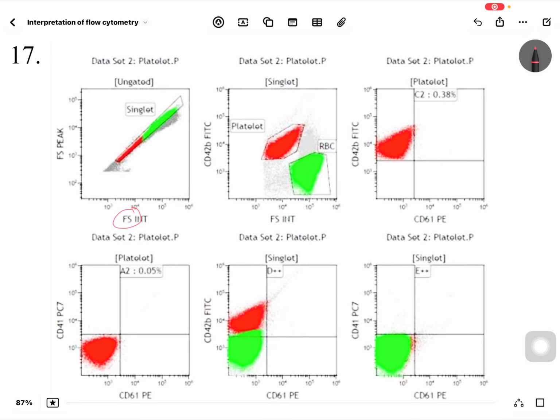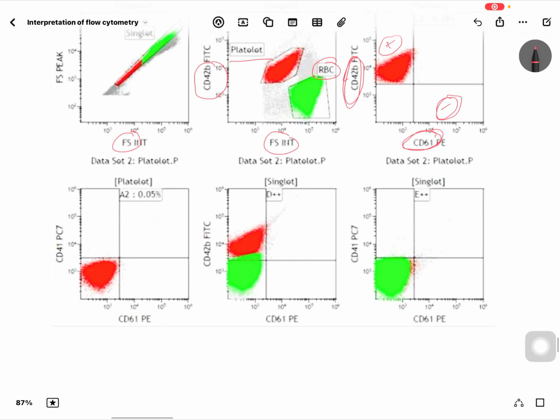So side and forward scatter peak in this. Nothing given here. So again, what is this CD42? Yes, CD42. It is a marker of platelet. Yes. So they have already mentioned here platelet is positive and this is FSC showing you RBCs and platelet. Then CD42 is a marker of platelet and CD61 is also a marker of platelet. But here it is absent. CD61 is absent but CD42 is present.